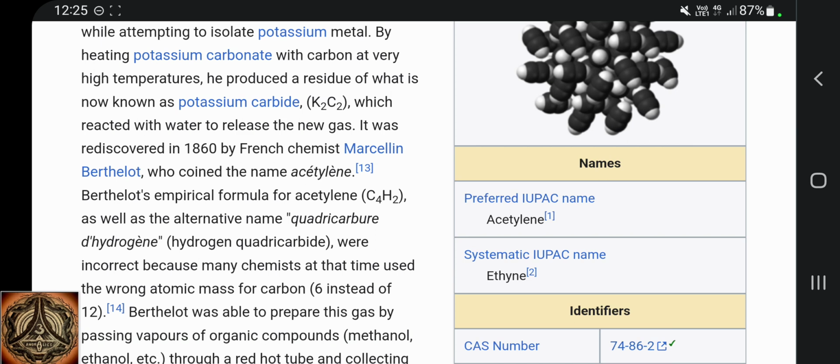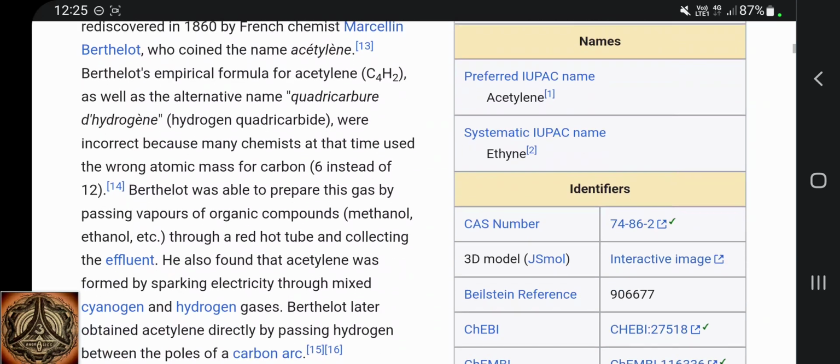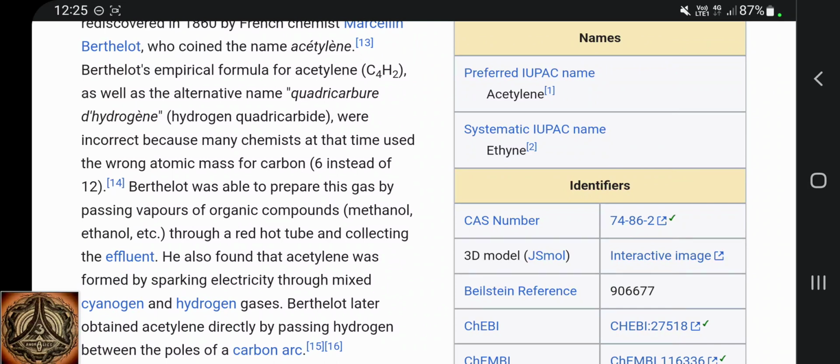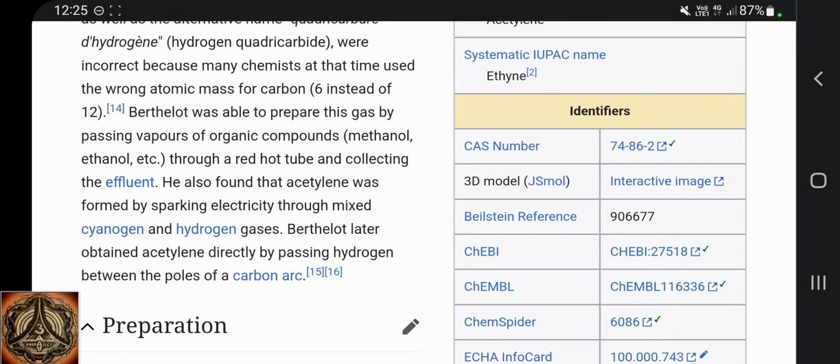It was rediscovered in 1860 by French chemist Marcelin Berthelot, who coined the name acetylene. Berthelot's empirical formula for acetylene, as well as the alternative name quadricarbordioxygene, were incorrect because many chemists at the time used the wrong atomic mass for carbon. So they had to learn too.